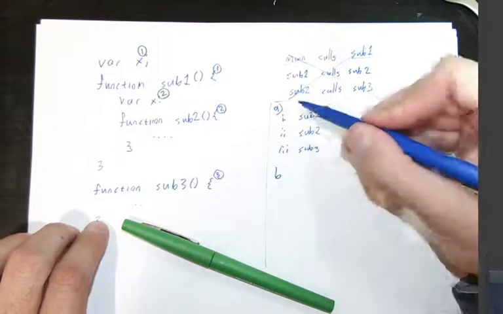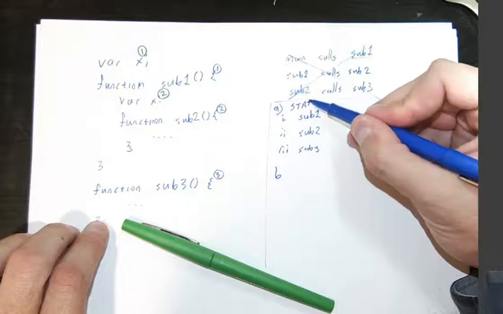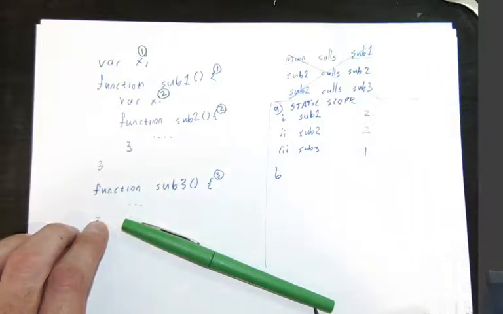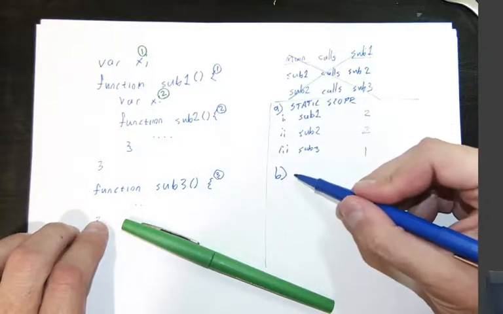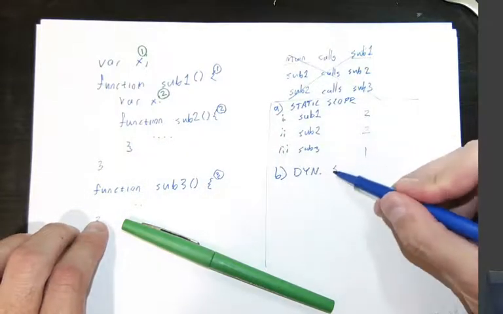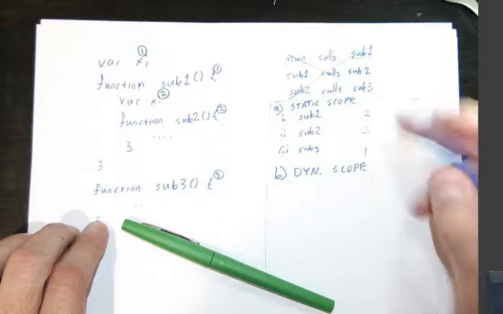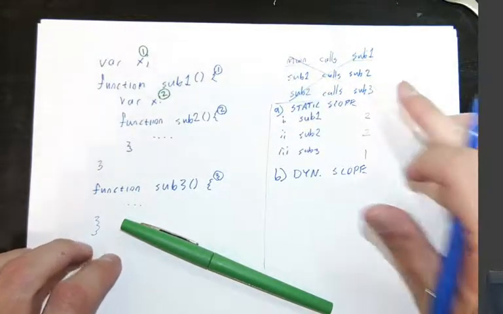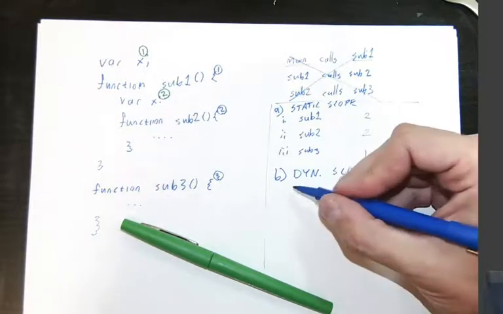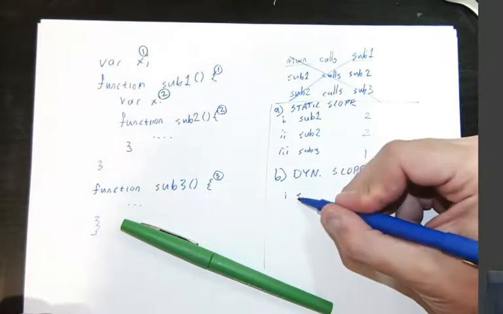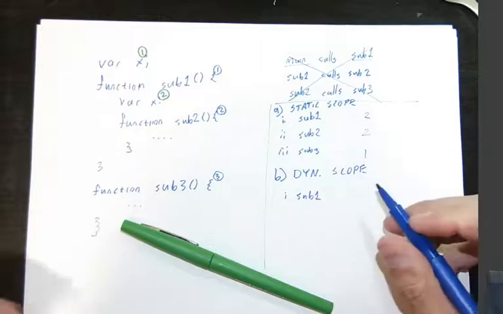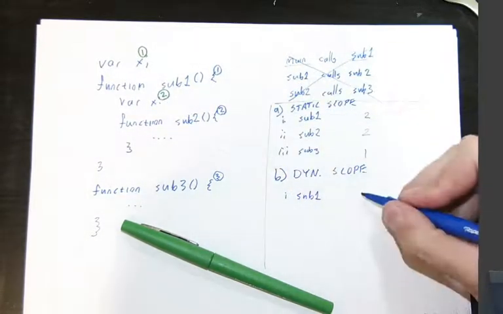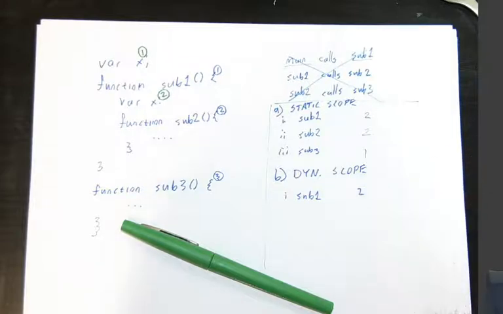Part A is static scoping. Part B asks the same question, but with dynamic scoping. I wish I hadn't crossed that out, because now this matters. So let's look again. For sub1, when we're in sub1 and we're referencing x, it's still going to be declaration 2 because it's declared in sub1.